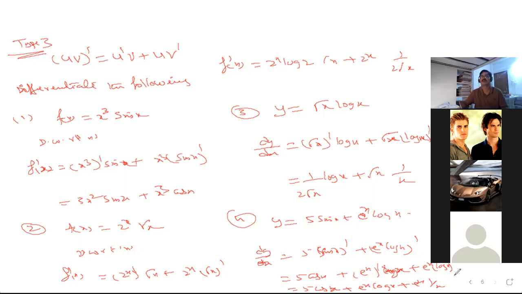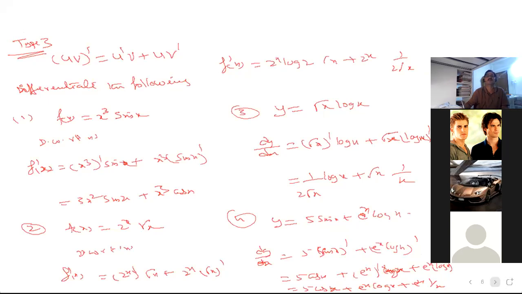Shall I move on to the next? Yes. See here, I think going for the next type is good. What is that type now? Type 4.